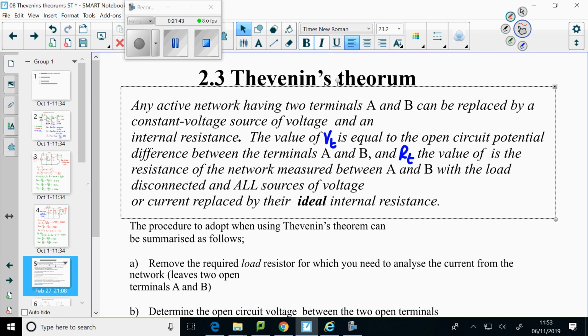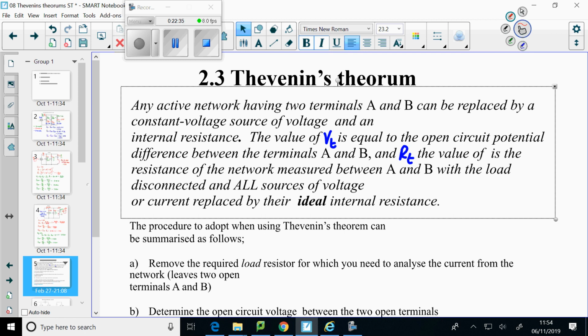In words, Thevenin's theorem says any active network having two terminals A and B can be replaced by a constant source of voltage V Thevenin, and an internal resistance. The value of V Thevenin is equal to the open circuit potential difference between the terminals A and B, and the value of the resistance of the network, R Thevenin, is measured between the terminals A and B with the load disconnected and all sources of voltage or current replaced by their ideal internal resistance. What a wordy statement that is.